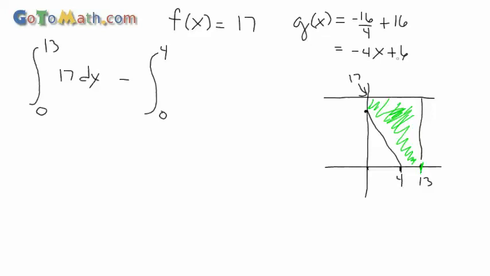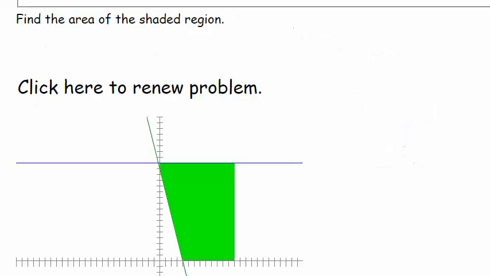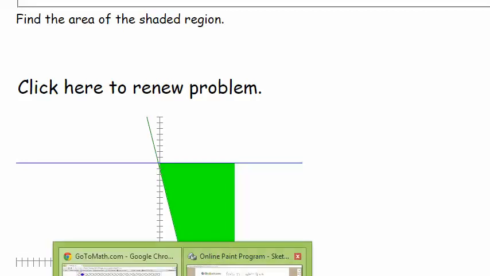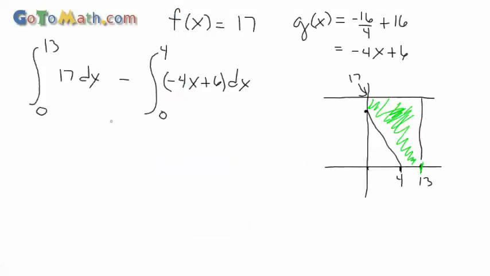And of course, negative 4x plus 6 is our integrand dx. All right, so that's it. I want to check a few things here. 1, 2, 3, 4, 10, 11, 12, yeah, 13. Just making sure. All right, so that's how you set that up.